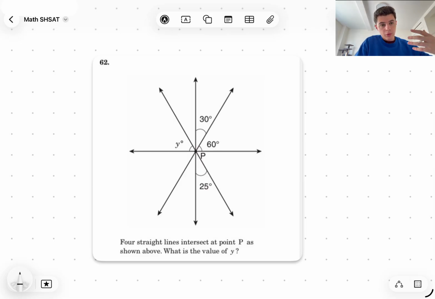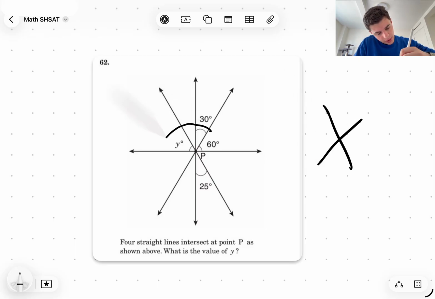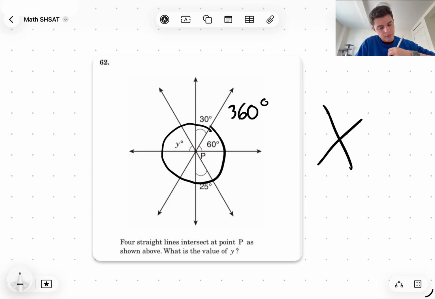Okay, so if you guys remember, one of the things I told you about is when you have lines intersecting at a point, we know that this entire thing has to add up to 360 degrees, just because this is 90, this is 90, this is 90, and this is 90, right? So if we know that this is 60, we know that the opposite angle of it also has to be 60.